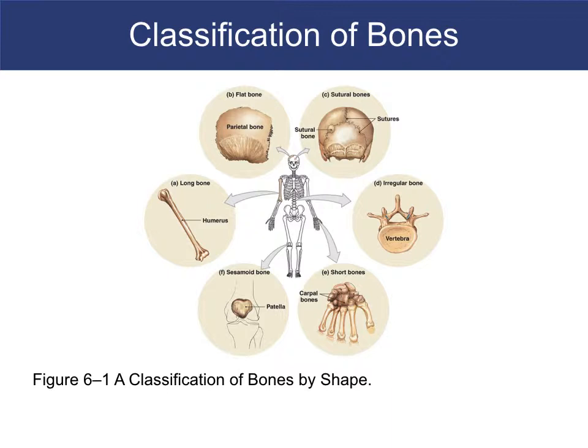Short bones, this is silly. Carpal bones, those are your wrist bones. Clearly your vertebrae are irregular, but we'll talk about them in great length. And sutural bones are really useless.